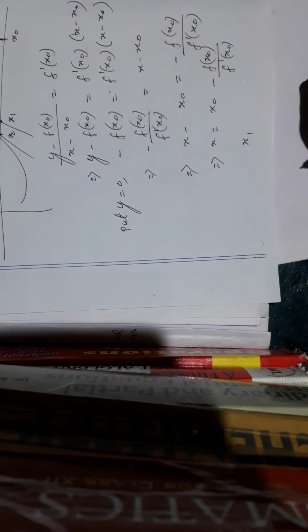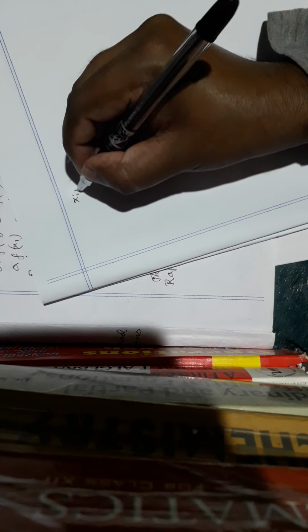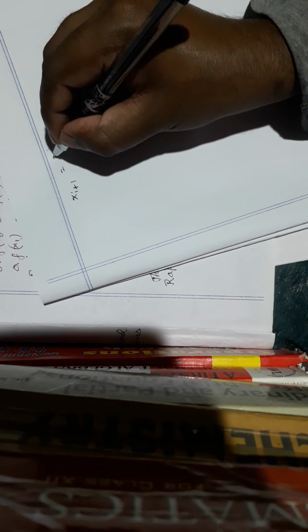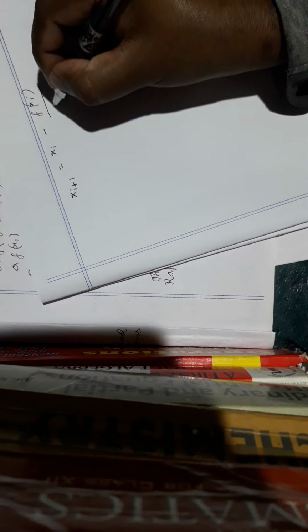In this way we can write, if I write the second approximation as x1, then x1 will be equal to x naught minus f of x naught divided by f dash of x naught. If I write the ith iteration, it will be given as x i plus 1 equal to x i minus f of x i divided by f dash of x i. So this will be the iteration formula for the Newton approximation method.